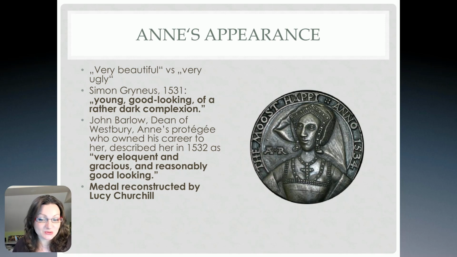So what did Anne Boleyn look like? People who never saw her described her variously as either very beautiful or very ugly. Now, Swiss theologian Simon Grynaeus, who came to England in 1531, saw Anne Boleyn and described her as young, good-looking, of a rather dark complexion. John Barlow, Dean of Westbury, who was Anne Boleyn's protege and who owed his career to Anne, described her in 1532 as very eloquent and gracious and reasonably good-looking.